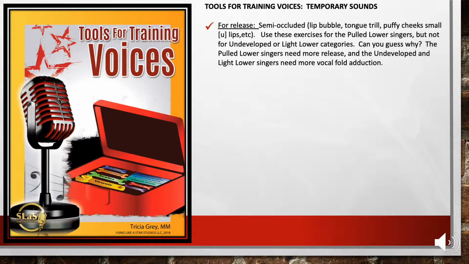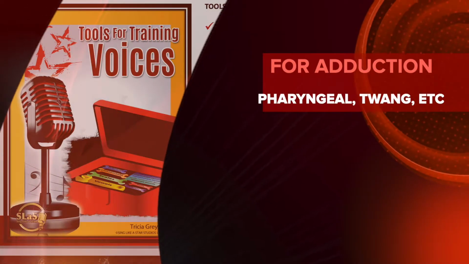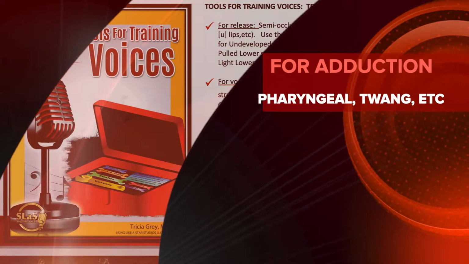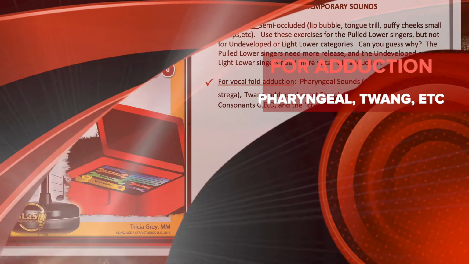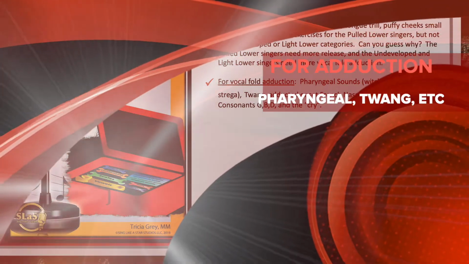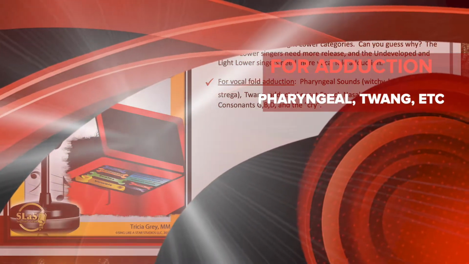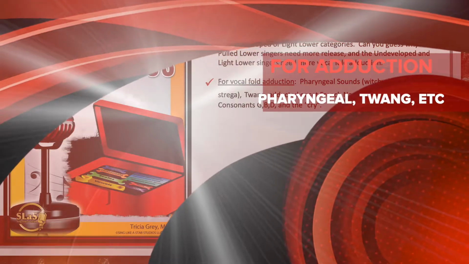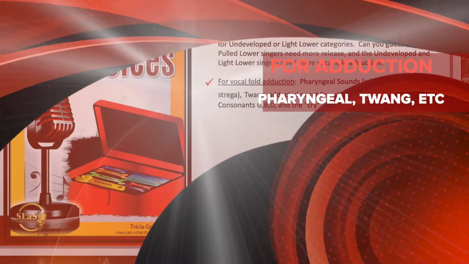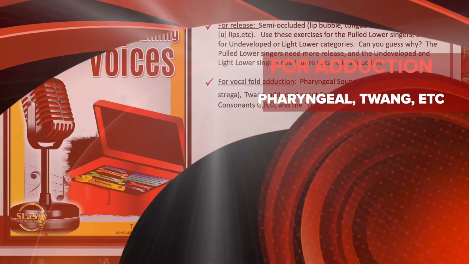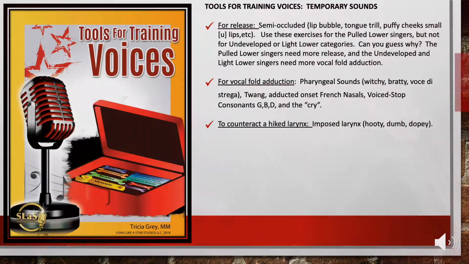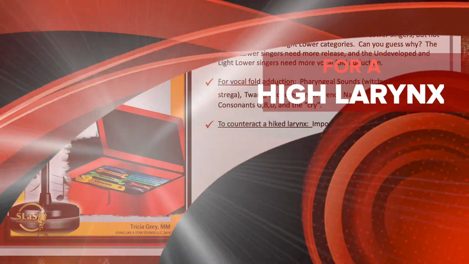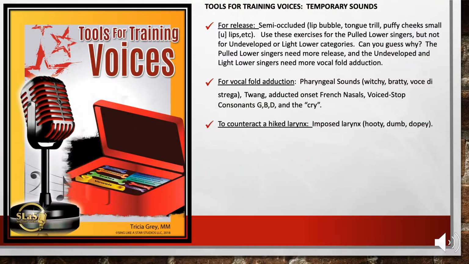If our objective is more vocal fold adduction, we're going to want to use the pharyngeal sounds, the witchy, bratty, voce di strega sounds, twang, adducted onset, French nasals, voiced stop consonants such as G, B, and D, and the cry. If our objective is to counteract a hiked larynx, we're going to want to use the imposed larynx sounds. We call them hooty, dumb, dopey.